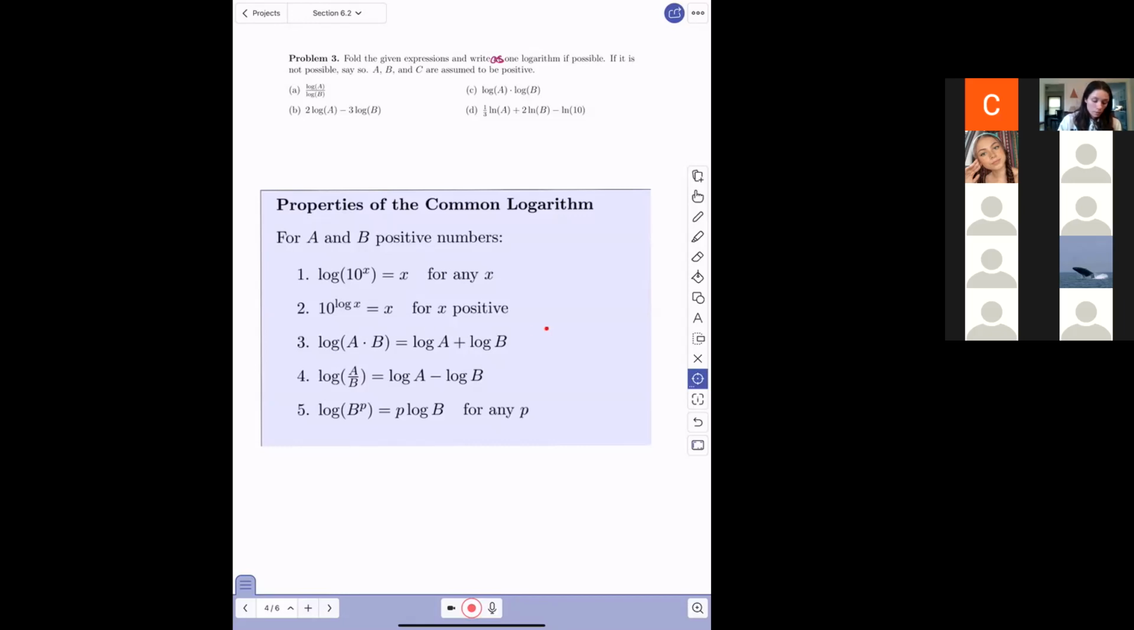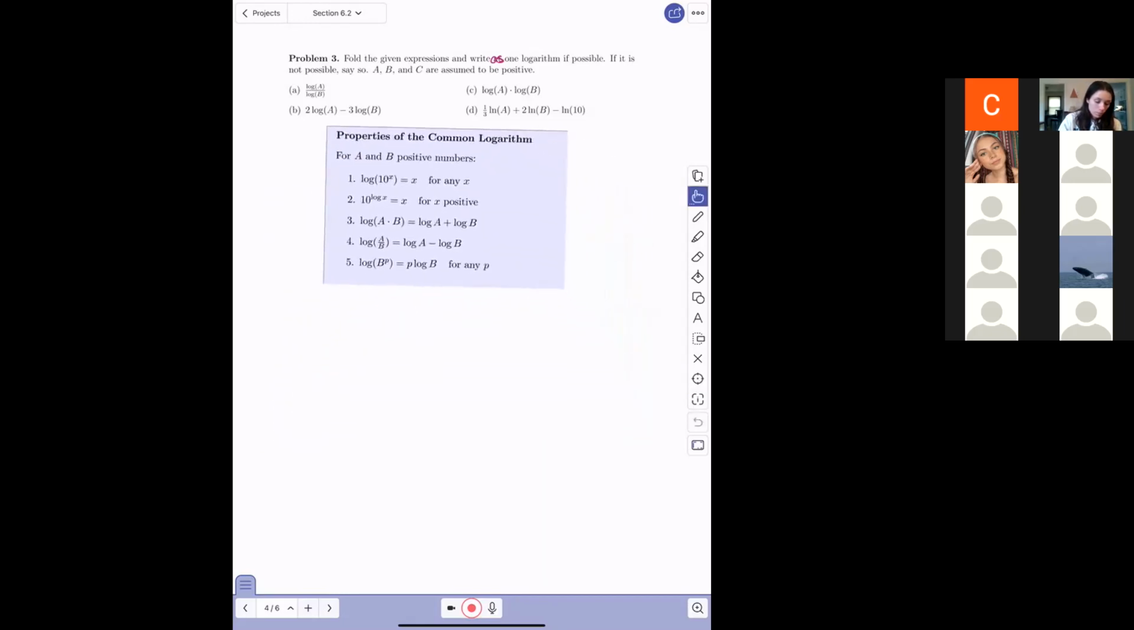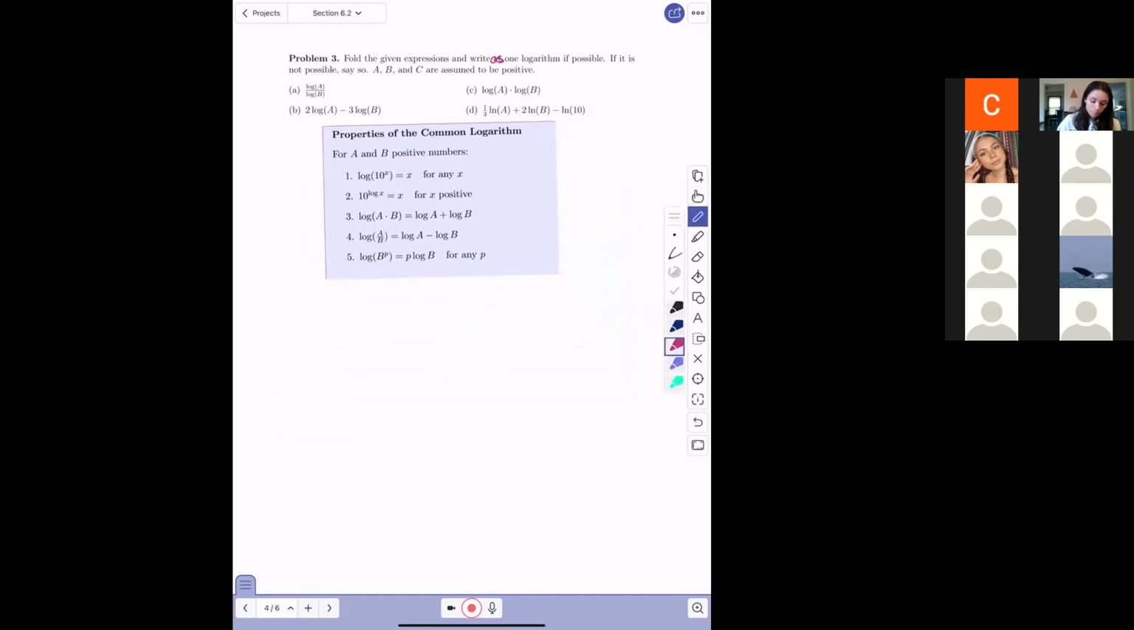Okay, put that there so it's a little bigger. Problem A, we have log of A over log of B. Does this look like anything on this side of our properties? No. So this one, it's not possible.